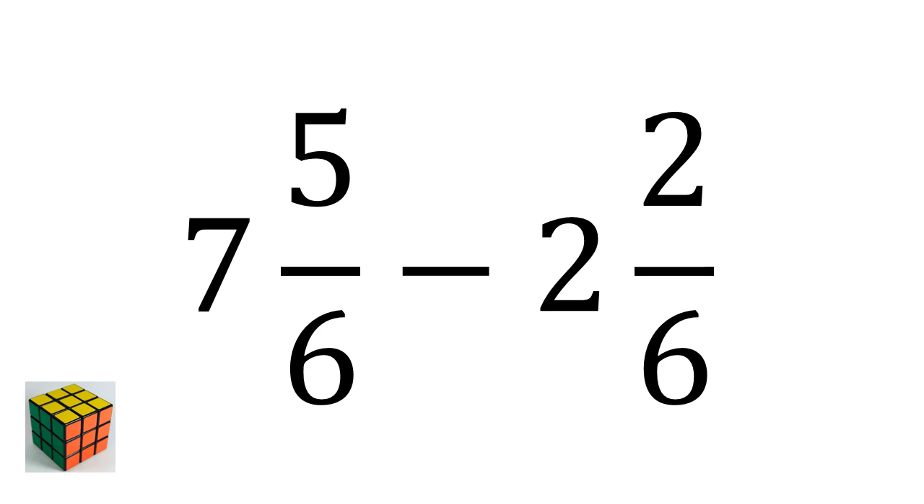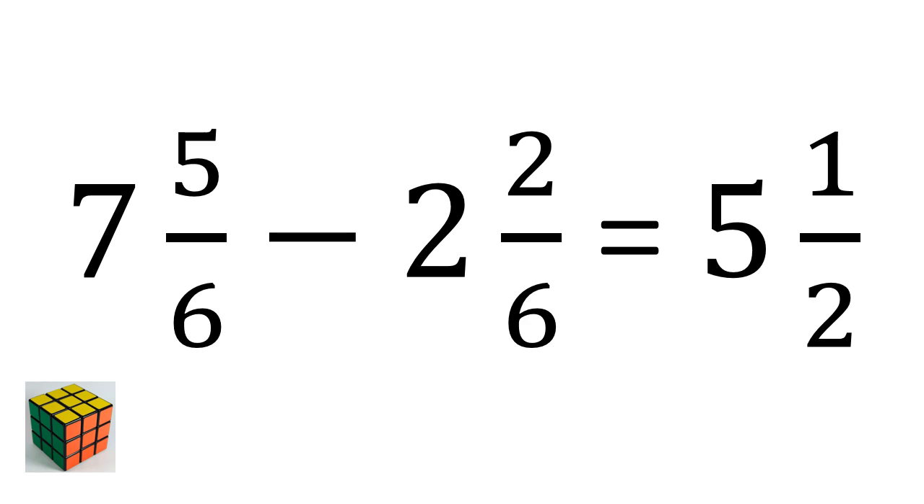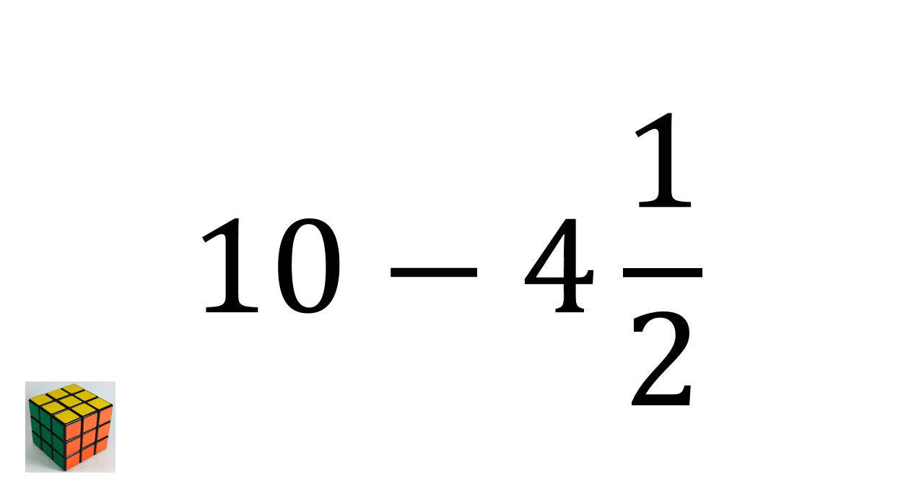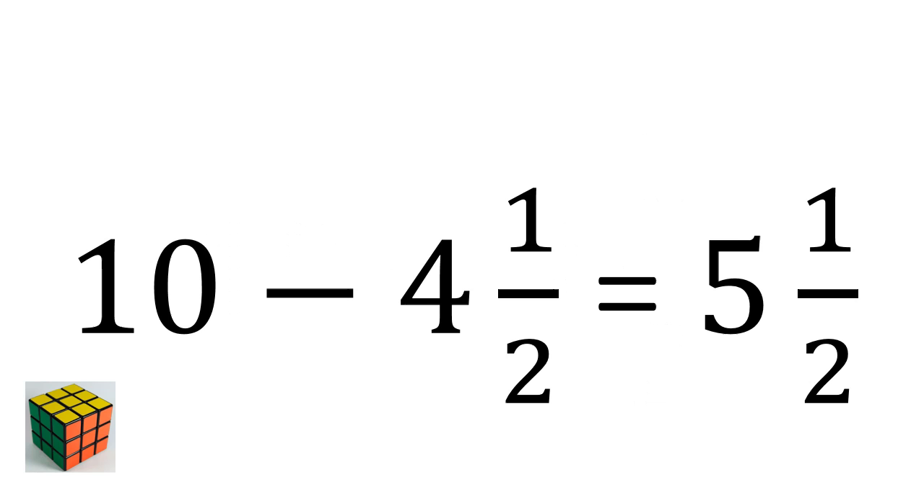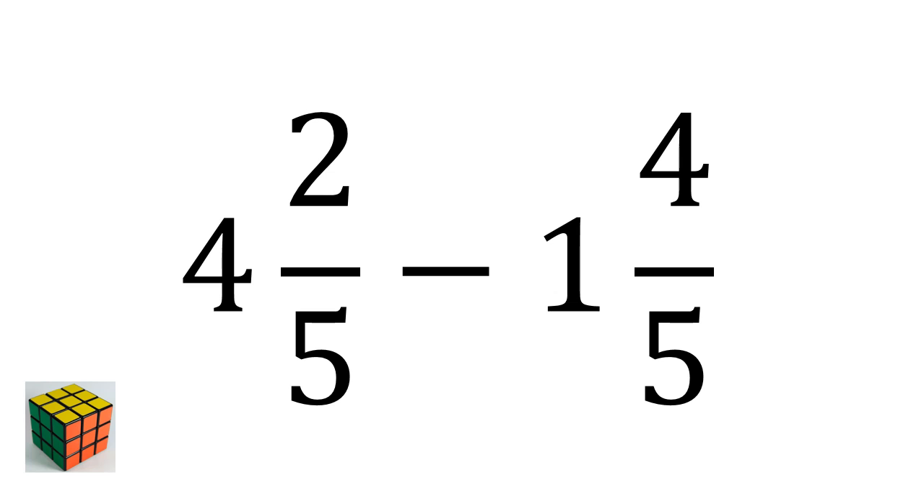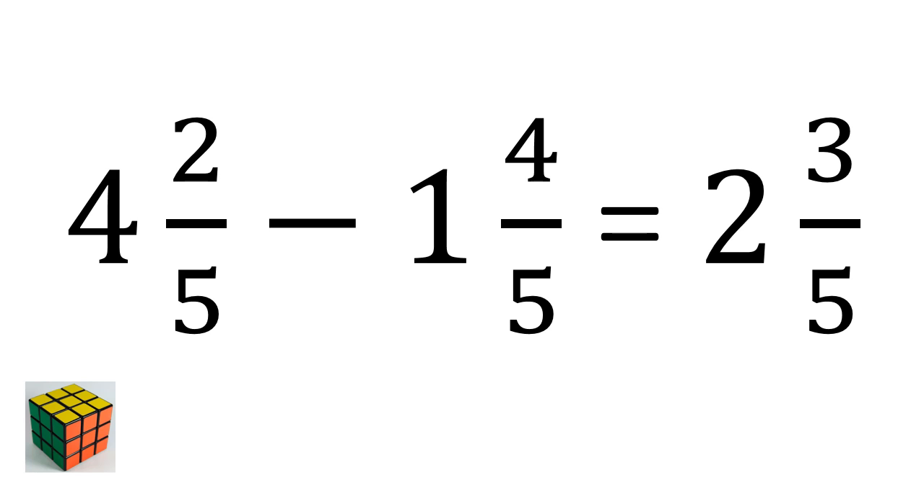7 and 5/6 minus 2 and 2/6. 7 and 5/6 minus 2 and 2/6 equals 5 and a half. 10 minus 4 and a half. 10 minus 4 and a half equals 5 and a half. 4 and 2/5 minus 1 and 4/5. 4 and 2/5 minus 1 and 4/5 equals 2 and 3/5.